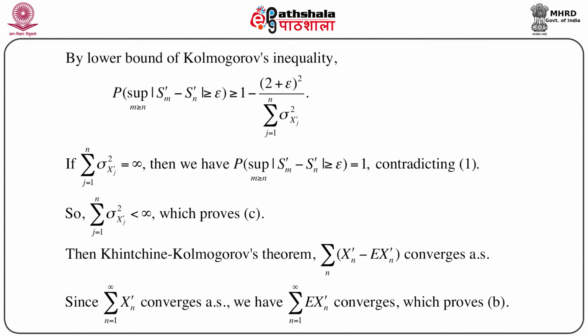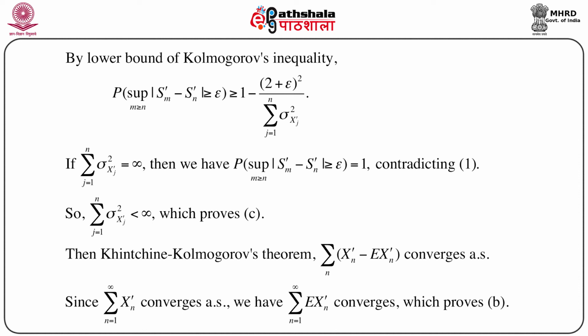Now, if the denominator, that is the sum of variances of Xj', equals infinity, then the probability of the supremum of modulus of Sm' minus Sn' greater than or equal to epsilon equals 1. Now, remember this actually contradicts equation 1. So, this cannot be true. So, the summation of the variance of Xj' cannot equal infinity, because this contradicts 1. So, naturally the summation of the variance of Xj', that is the summation of sigma squared of Xj', must be less than infinity, and this actually proves part C, or the condition C in the statement of Kolmogorov's three-series convergence theorem.